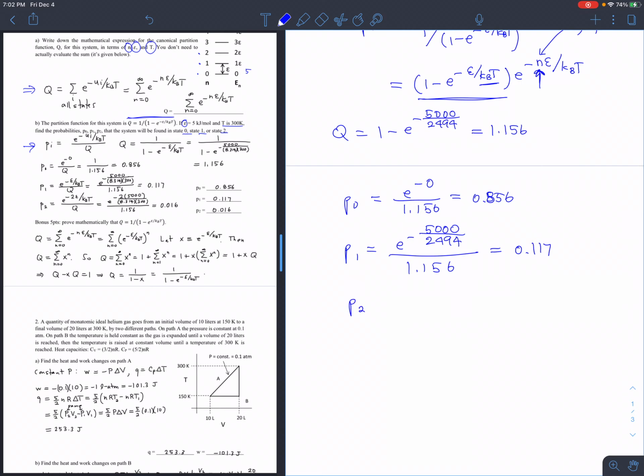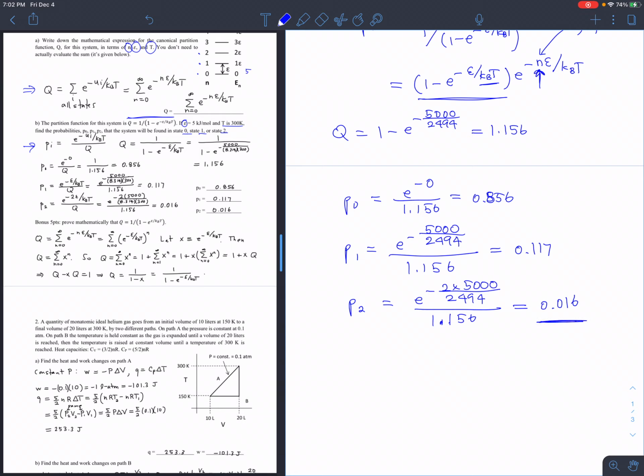And finally, P2 is equal to e to the minus 2 times 5,000, right? 2 epsilon over 2494 divided by 1.156. And that is equal to 0.016. It's always good to check at the end that these things add up to 1, because they, well, actually, sorry, in this case they don't, right? Because there's a bunch of other states.